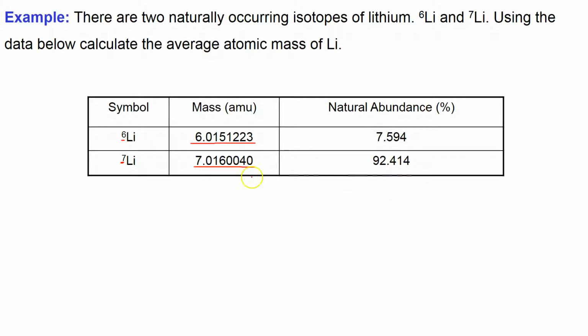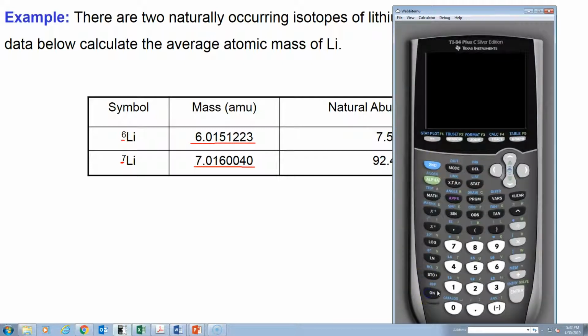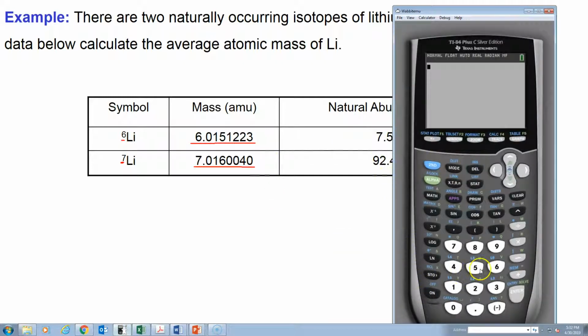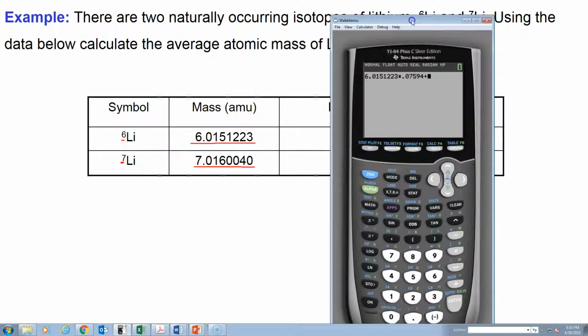lithium atoms. So if I'm going to calculate the weighted average and see what that is, I'm just going to pop up my calculator to do this. Here we go. What I need to do is take the mass of my first isotope, multiply that by its abundance divided by 100, so 0.07594, and then I will add to that the same for the second isotope.